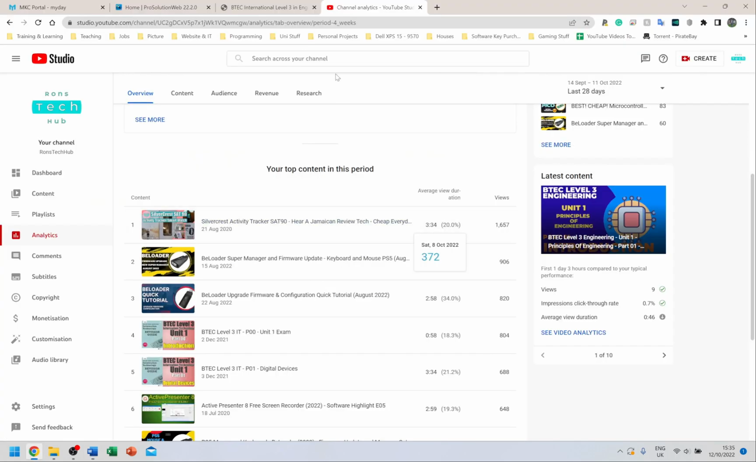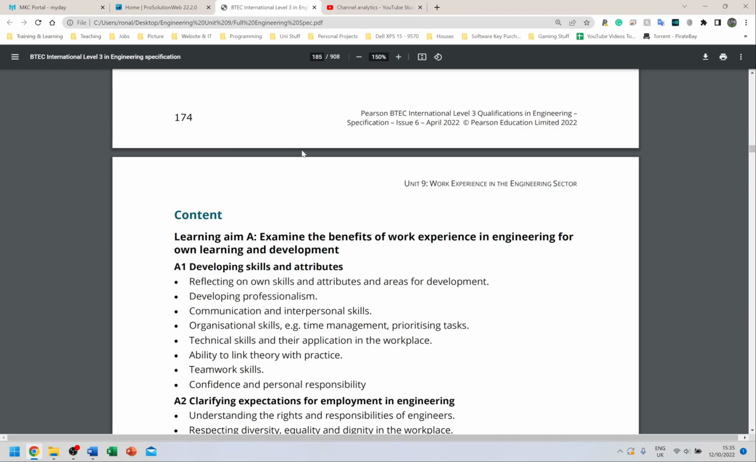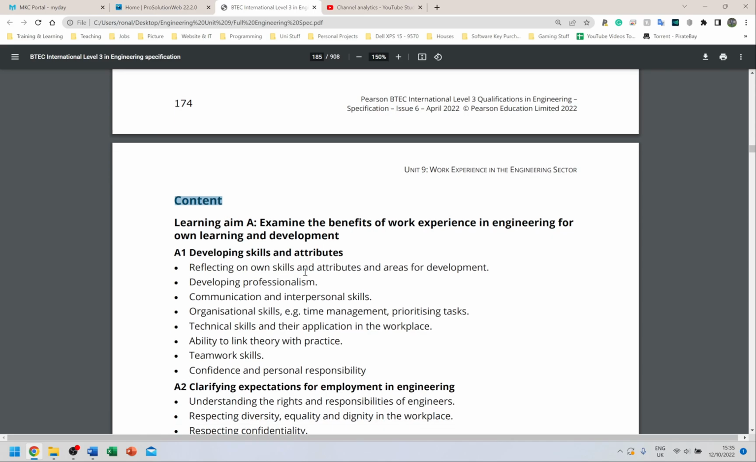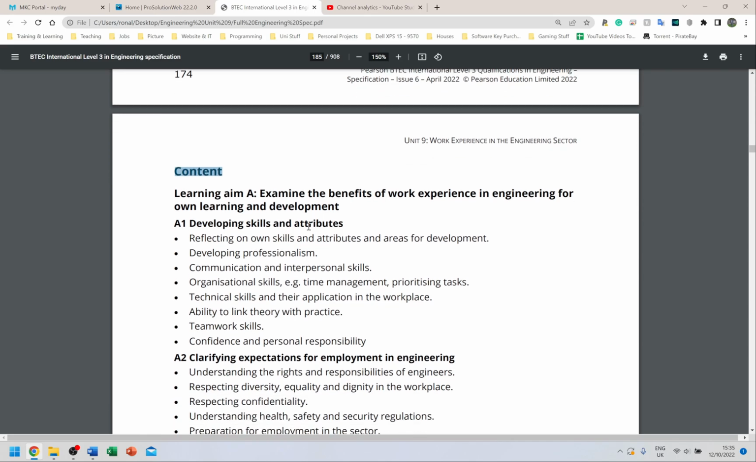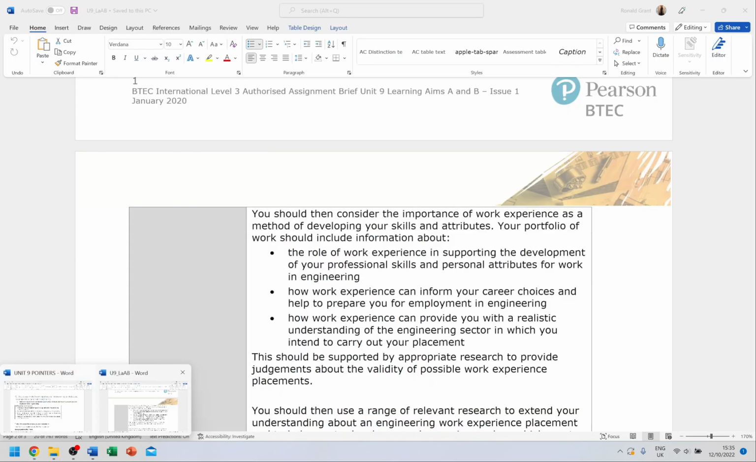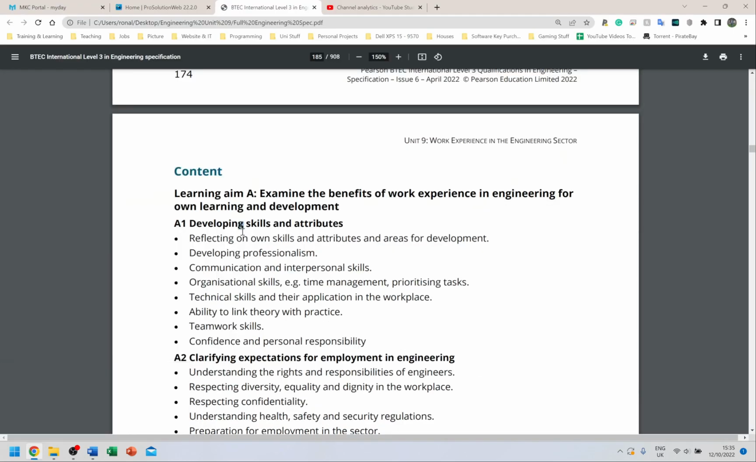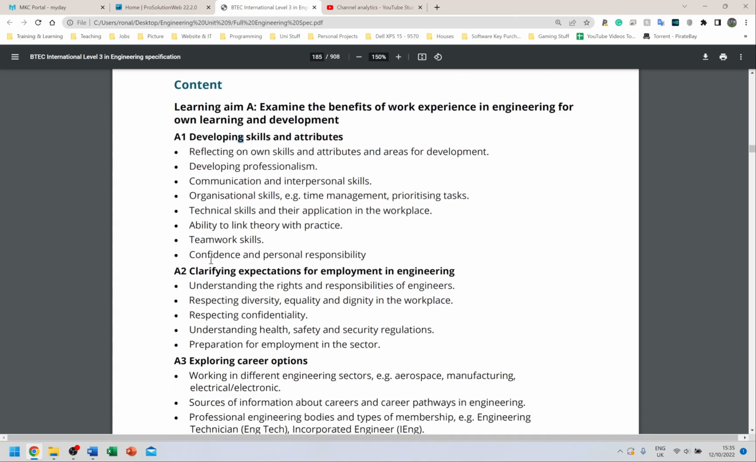The specification is on the BTEC website. When you scroll down to where Unit 9 is and go to where it says content, you can find a lot more details in there, okay? So you are supposed to use not only the assignment brief, which is that Word document you might have gotten from your teacher, but also the spec, the BTEC Level 3 Engineering specification. It has all the information that you could potentially need in that one PDF.